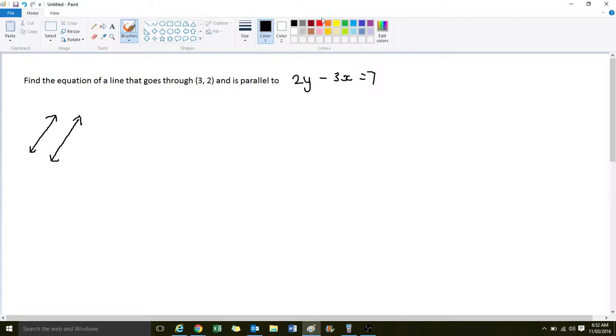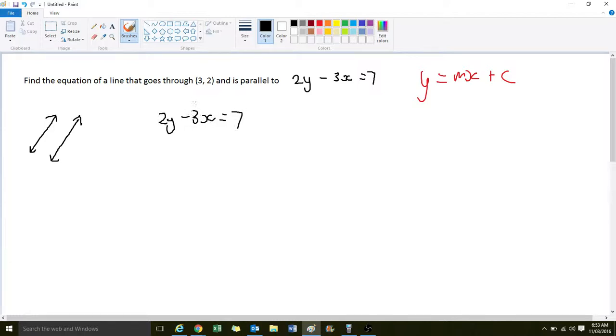Now the general form for the equation of a line is y = mx + c, where m is the slope and c is the y-intercept. Okay, so we need to rearrange this to write it in general form to find out what the slope of this line is. Okay, so we have 2y - 3x = 7.